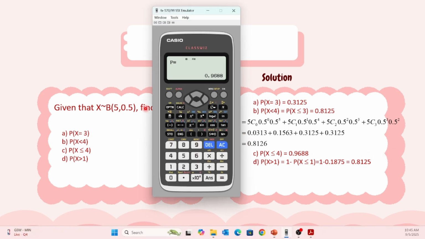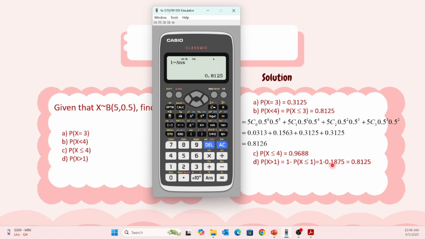So we calculate the probability of x less than or equal to 1. I put in 1 and get 0.1875. In the distribution menu, we cannot do other calculations, so I have to go back to Menu 1. So 1 minus the answer, I get here 0.8125.